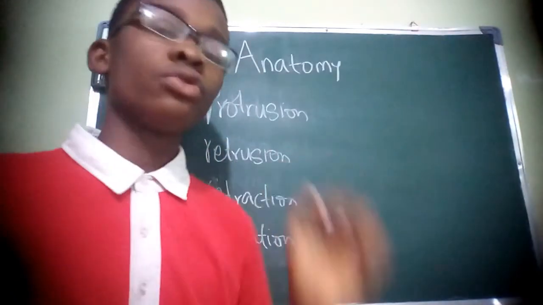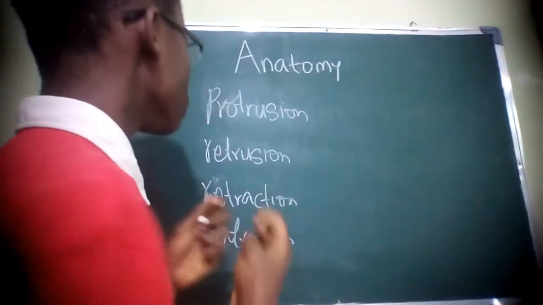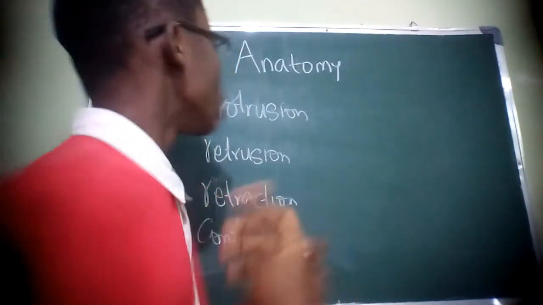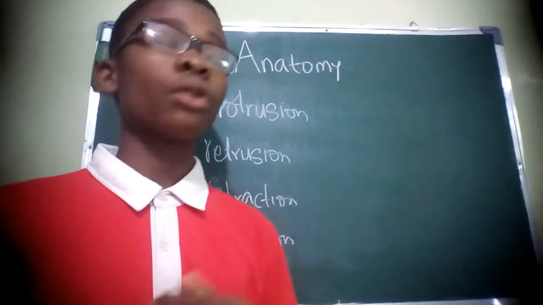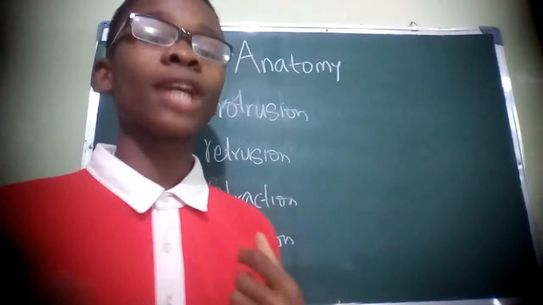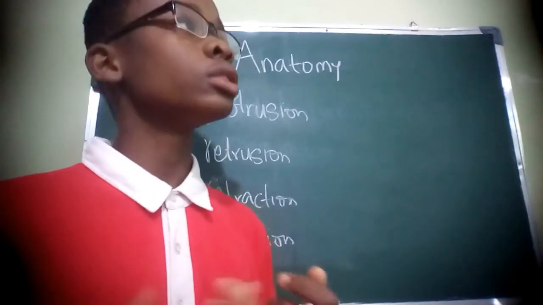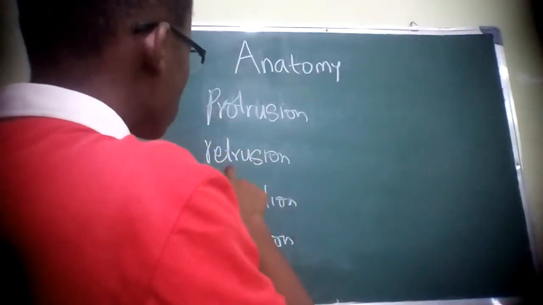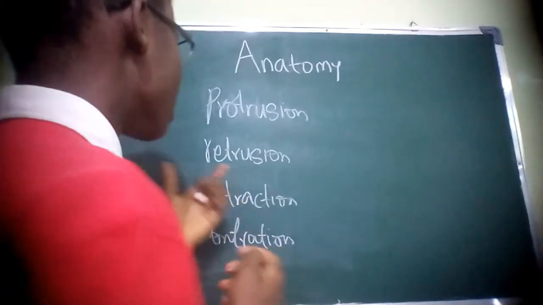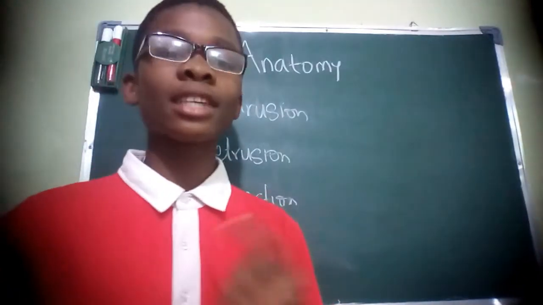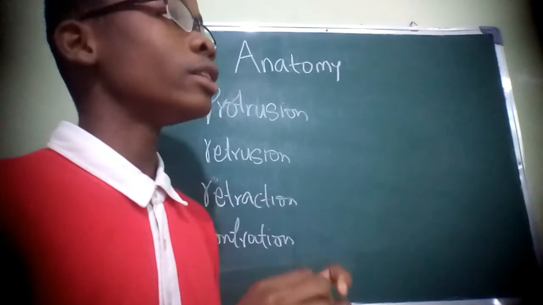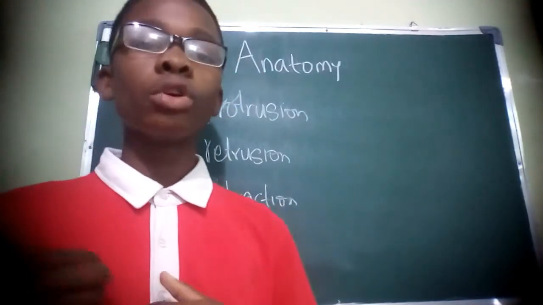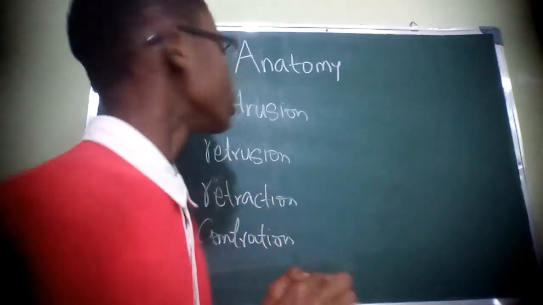So we look at protrusion. Protrusion is simply when a structure moves outside the body, like moves externally. We have some structures that occur naturally like that, like the nipple and the nose. So we look at retrusion. Retrusion simply means that the structure is moving inside the body, which occurs during cancer of the breast, where the nipple goes in internally into the body.